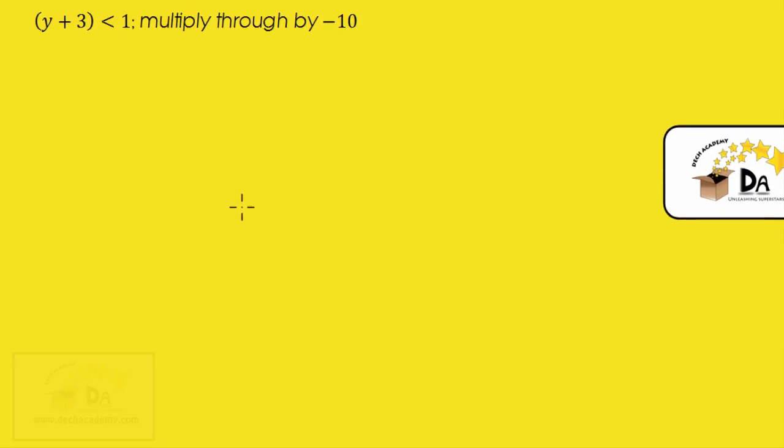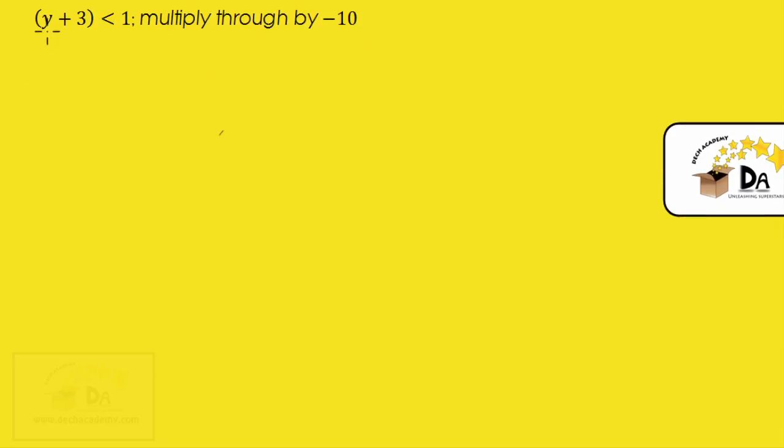Let's move on to the next example. Here's another inequality. Y plus 3, so this is a whole bracketed expression, is a whole term, is less than 1. We're required to multiply this inequality through by minus 10. Well, the left hand side term is multiplied by minus 10, so this is minus 10 times y plus 3. And then the right hand side term is multiplied by minus 10 as well, so it's minus 10 times 1. And the inequality symbol is reversed. So less than is reversed to give greater than.